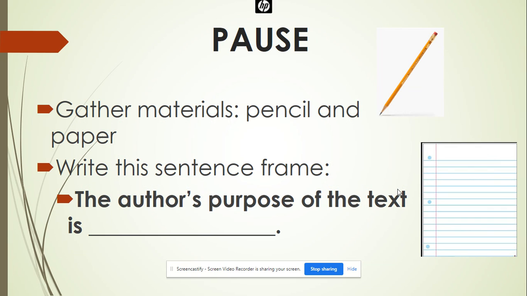What I would like you to do now is pause the video and gather your materials. You're going to need a pencil and a sheet of paper. Then, I would like you to write this sentence frame. The author's purpose of the text is.